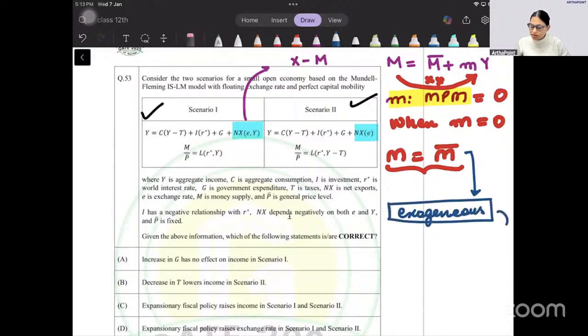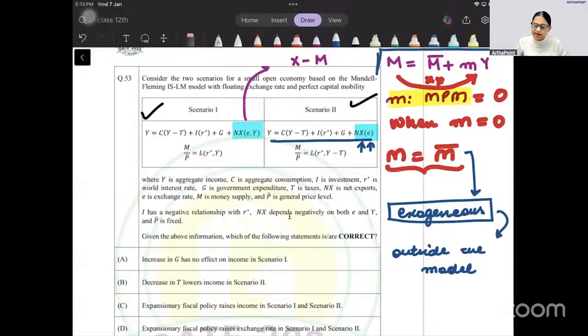It is determined outside the model. It's exogenous. It's a fixed value. It's given. So in the second model, where income is not there, that means here export and import are exogenous. In the first model, import must have been this function. Right? Now let's look at what the question is going to say.